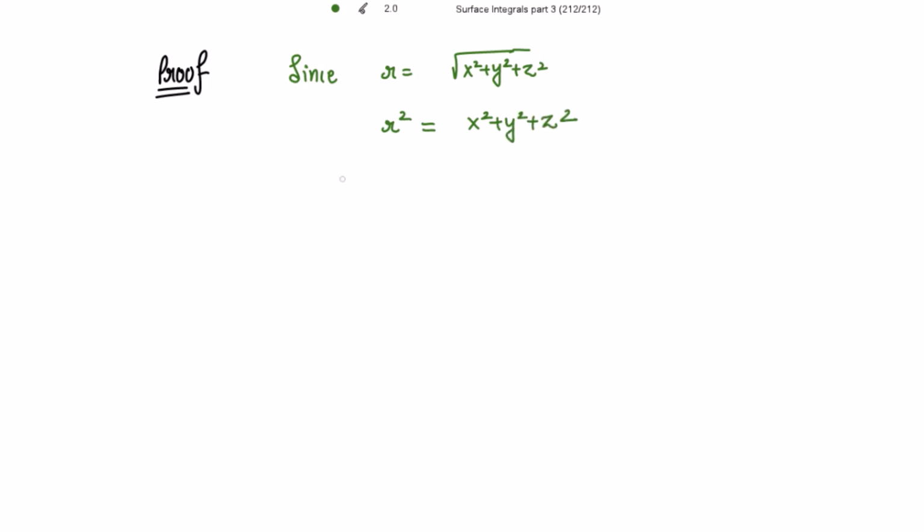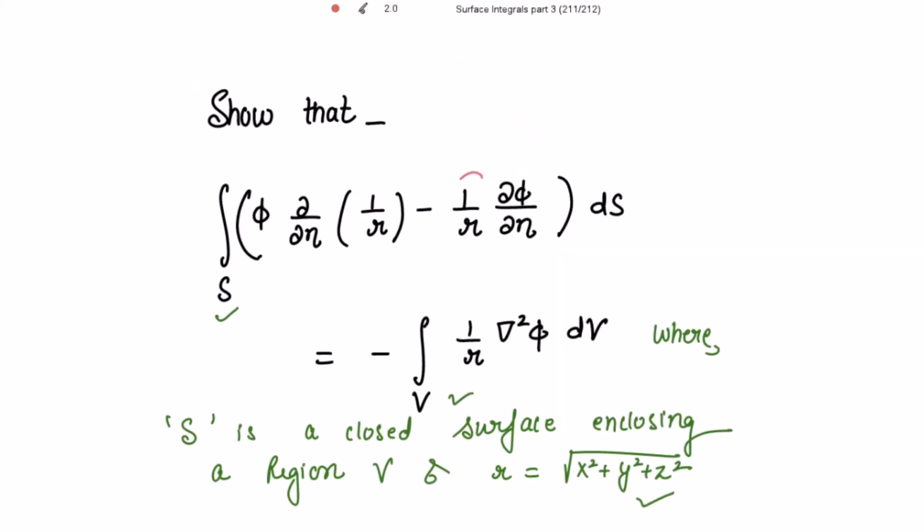Very fine. Let me differentiate this with respect to x. So this is 2r times the partial derivative of r with respect to x, equal to 2x. These two cancel out and we get the partial derivative of r with respect to x to be x divided by r. Right? Now because I need to get the ratio 1 by r, here also I am having 1 by r, and on the right hand side also I am having this 1 by r.